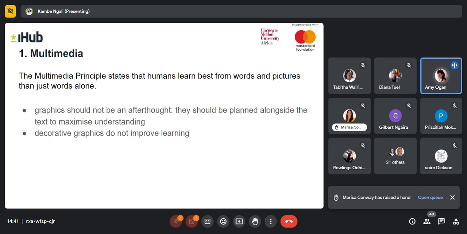Marissa, question or comment? Yeah, what about something like a jingle, like the ABCs, for example? There's a song for it to help kids memorize it. What does that fit into, of the three cognitive load types? Let's see, a song that helps people learn.